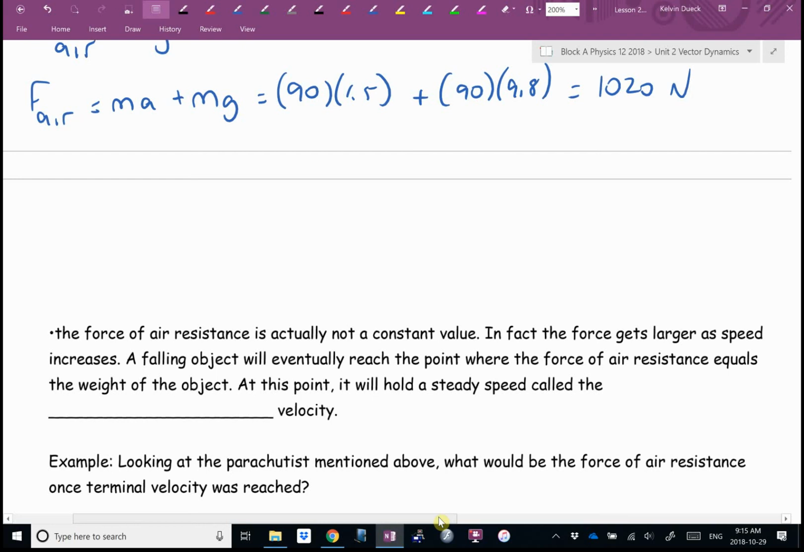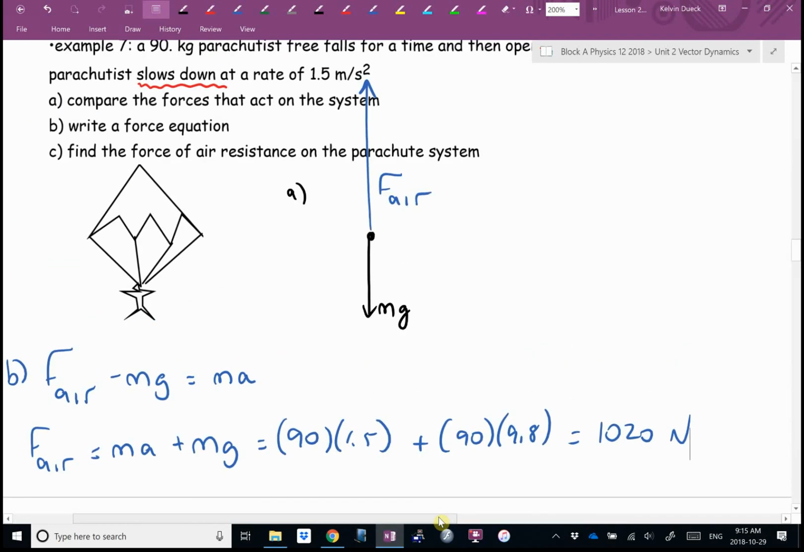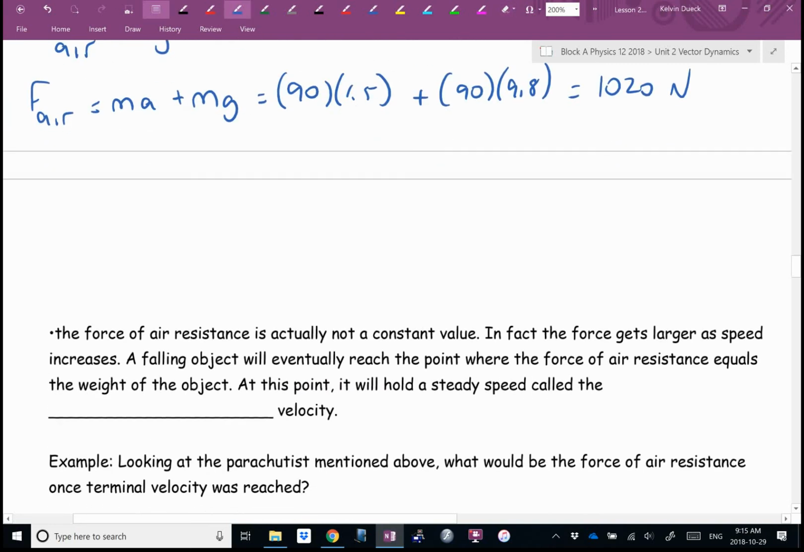The faster you go, the more air resistance. The smaller you go, the less air resistance. So in this situation, as he slows down, air resistance gets smaller. And in fact, eventually it reaches an equilibrium point where air resistance is the same size as mg. We have a name for that. Anybody know what we call that steady speed when you've maxed out your maximum speed in free fall? It begins with the letter T. This is terminal velocity.